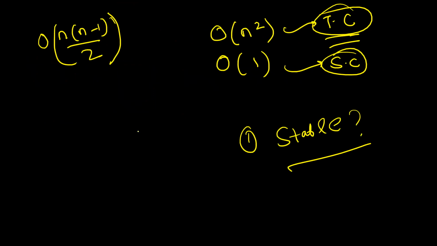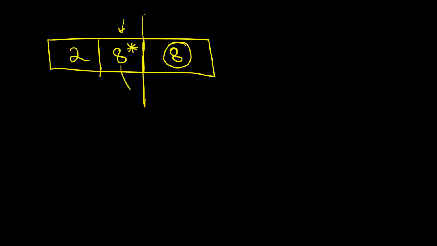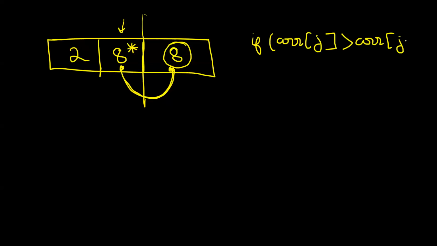I want to discuss everything at once and then go to code, right? So let us take an example. Let's say you have an 8 star, and you have an 8 here. Let's say I am inserting this 8. So what are we doing? When I compare same elements, what have we written? If ARR of J is greater than ARR of J plus 1, then only I am swapping. I am not swapping the same elements.